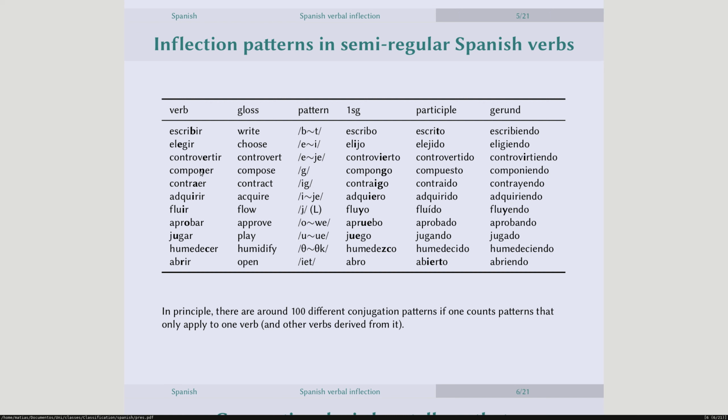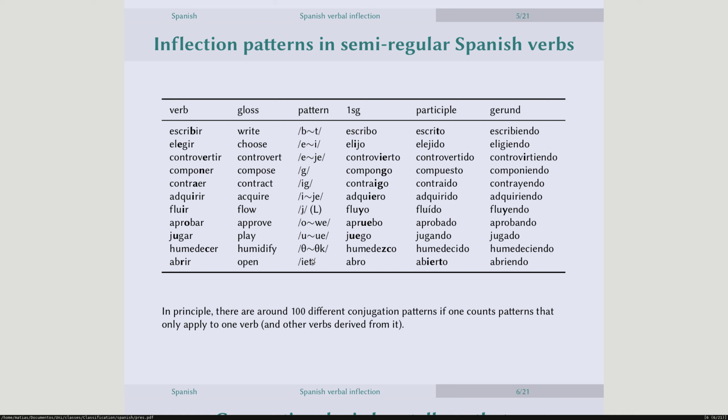There is this N to G in componer, compongo. There is this IG pattern in contraer, contraigo. There is I to Y in adquirir, adquiero. I to J in fluir, fluyo. O to W, aprobar, apruebo. U to W, jugar, juego. S to sk, humedecer, humedezco. And this yet pattern for abrir, abierto.